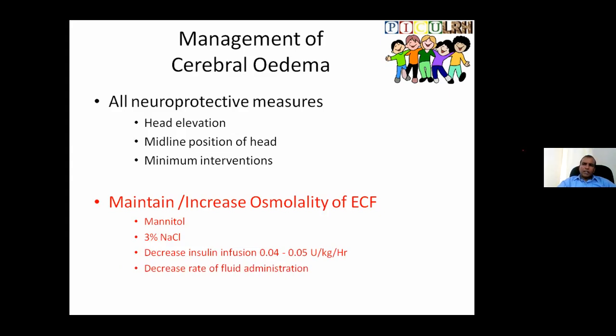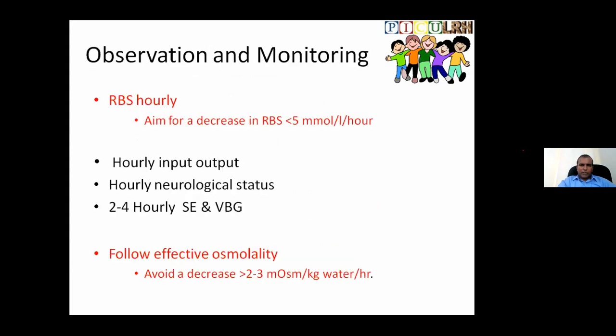Again, initially we discussed, even normal saline is hyponatremic in DKA. So if you are giving more normal saline, you are dropping your osmolarity further. So if you are giving less normal saline, that means you are not reducing the osmolarity fast. So decrease the rate of fluid administration.